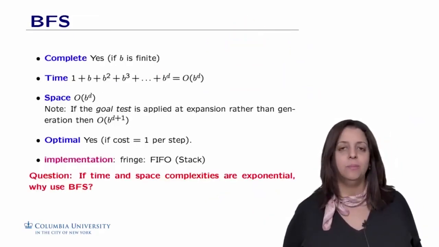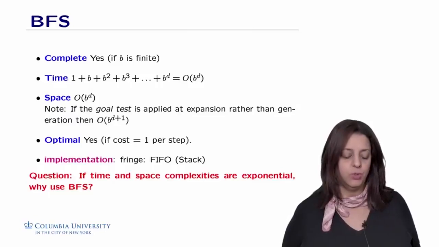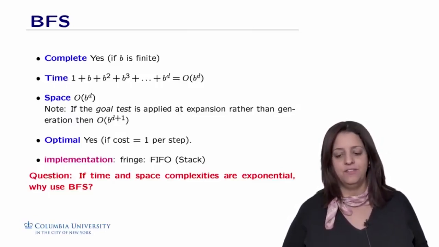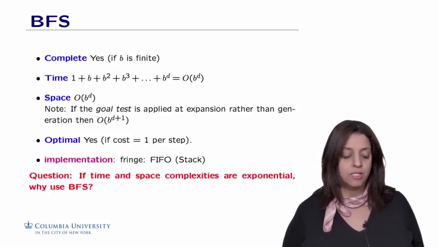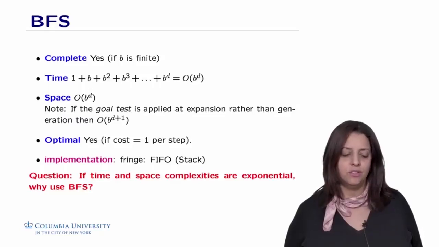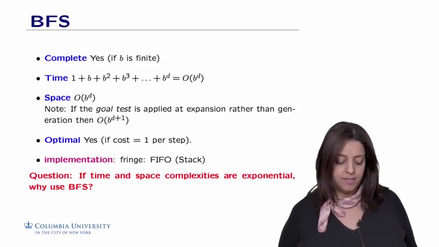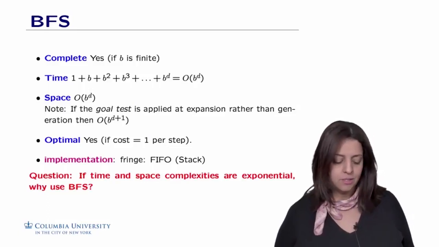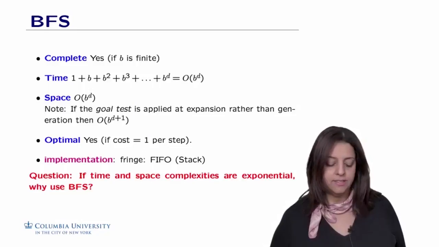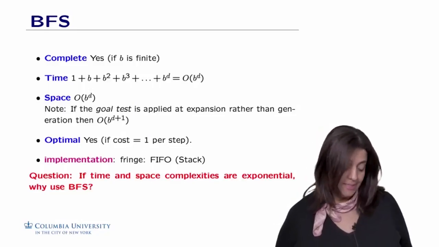So first of all, is it complete? Yes, it is. If b is finite, which means that the maximum branching factor is finite, we don't have an infinite space to explore. The search strategy is complete because we are going to find the solution if it exists. Second, the time and space complexity can be measured in terms of number of nodes. Remember that the time complexity is approximated by the number of nodes that are generated or expanded.